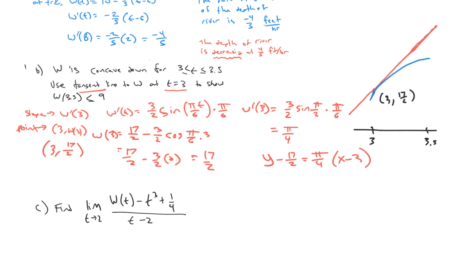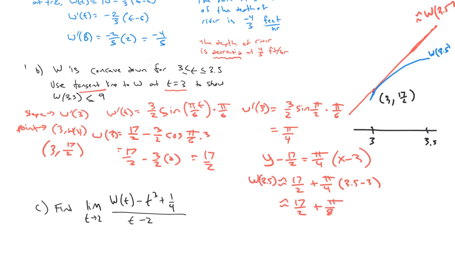So let's use this tangent line to approximate W of 3.5, and we'll know that that value is bigger than the actual W of 3.5. So using my tangent line equation here, W of 3.5 is approximately 17 halves plus pi over 4 times 3.5 minus 3. Well, that's approximately 17 halves plus pi over 4 times a half, which would be pi over 8.